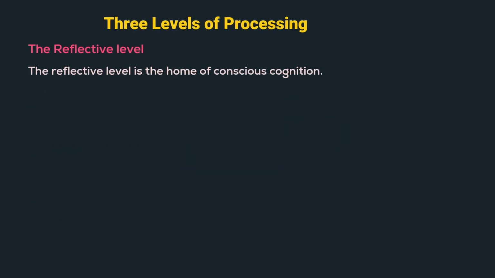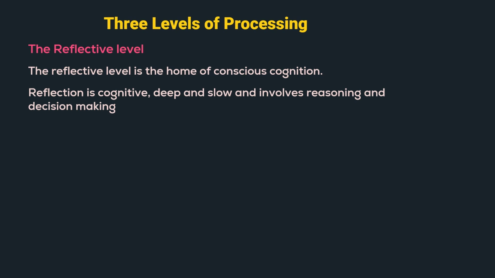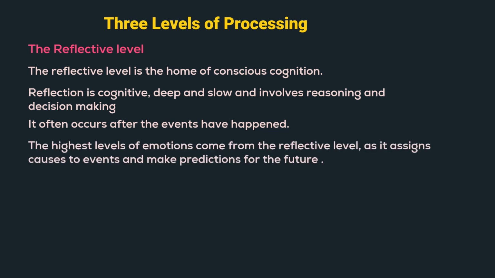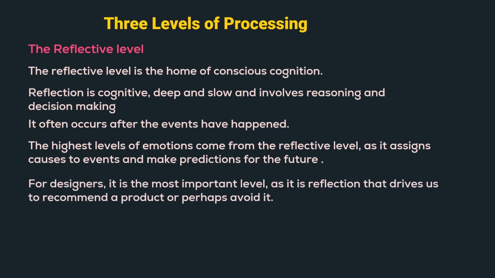The next level is the reflective level. The reflective level is the home of conscious cognition. Reflection is cognitive, deep, and slow, and involves reasoning and decision making. It often occurs after the events have already happened. The highest levels of emotions come from the reflective level, as it assigns causes to events and makes predictions for the future. For designers, it is the most important level, as it is the reflection level that drives us to recommend a product or perhaps avoid it.